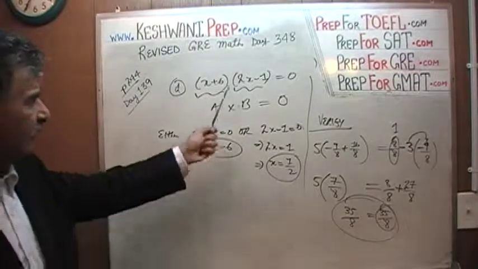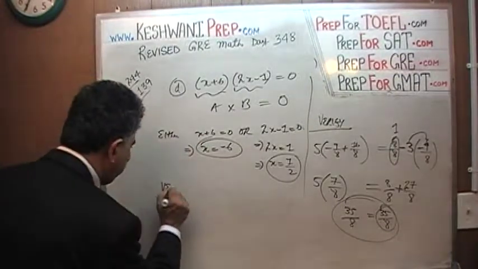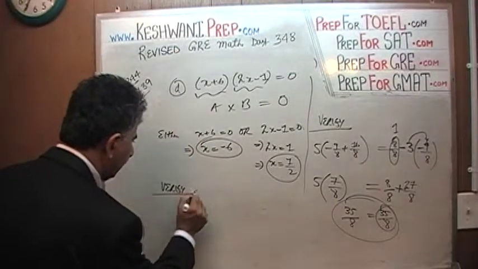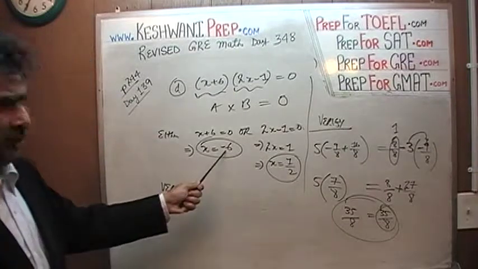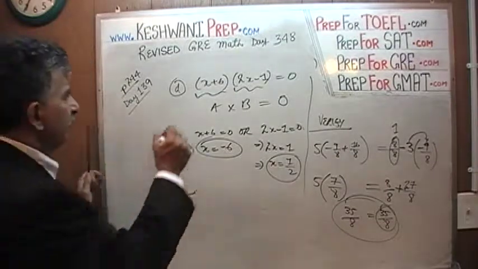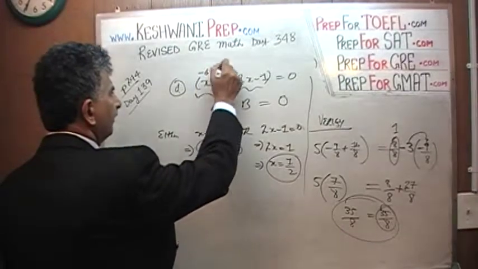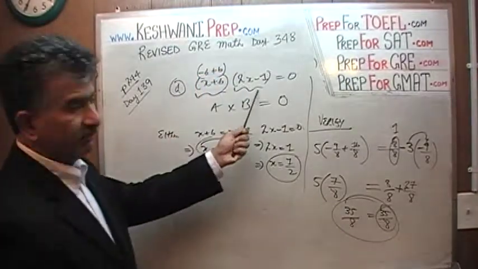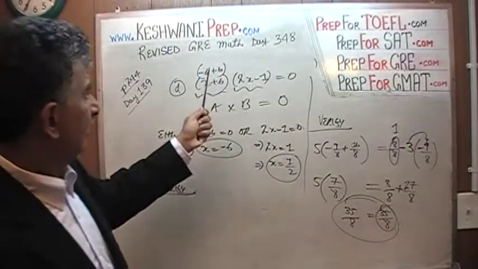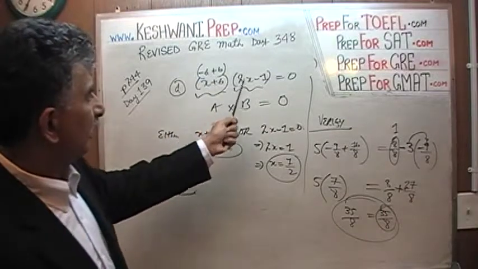Let's verify both of these answers by putting them in here. It will only take a few seconds. Negative 6 is very easy. When you put a negative 6 in here, a negative 6 and a positive 6 is going to give us 0, and 0 times anything is 0. It doesn't matter what this thing is. Once this comes out to be 0, 0 times anything is 0.